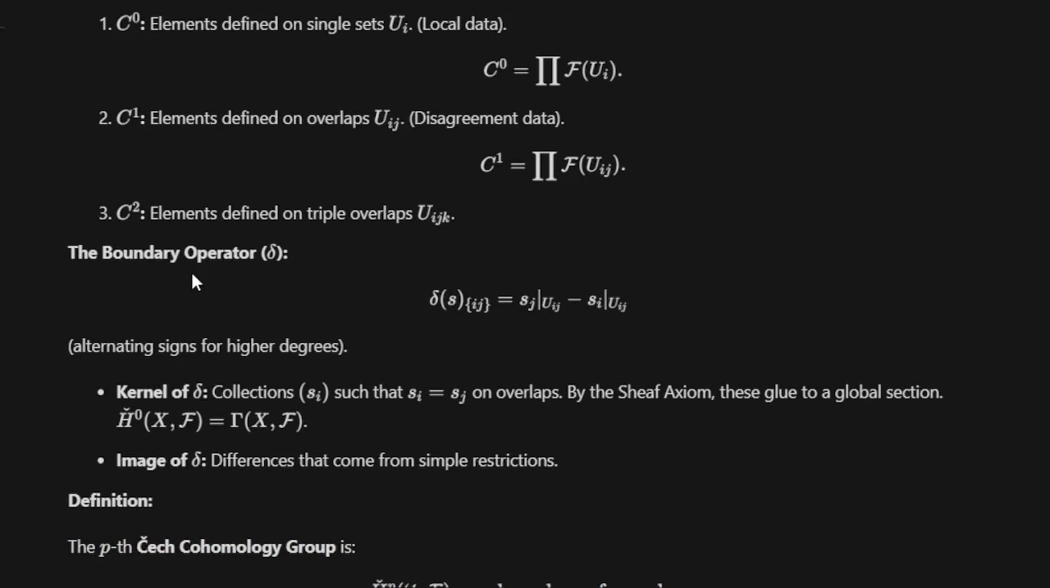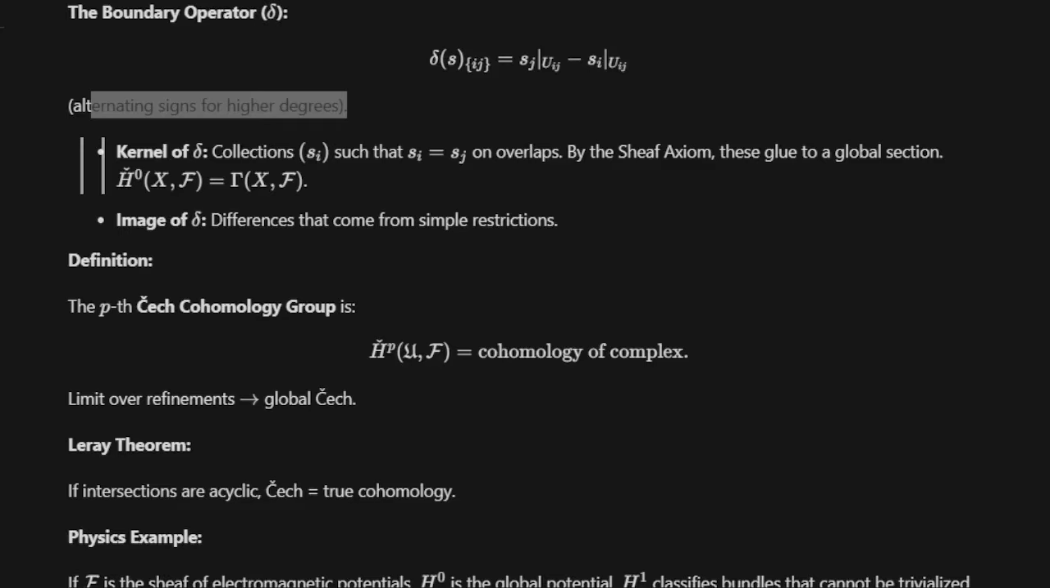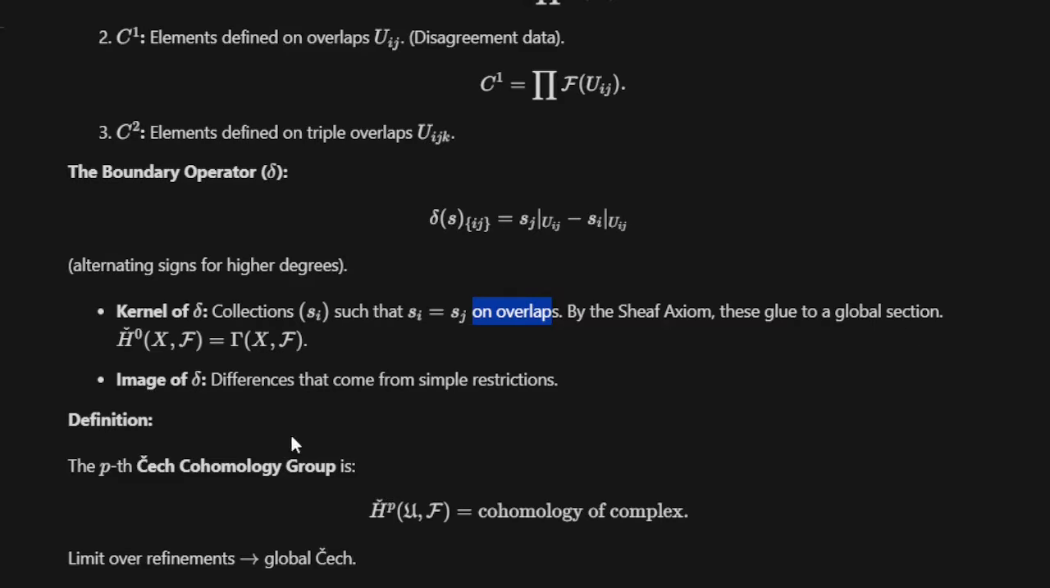The boundary operator would then be defined on the sections indexed by ij to be equal to Sj restricted to U_ij minus Si restricted to U_ij, okay? You get alternating signs for higher degrees as well. And by defining the boundary operator, you define the kernel of the boundary operator as collections of sections such that the sections on Si and Sj overlap. And by the sheaf axiom, we can glue them to a global section.